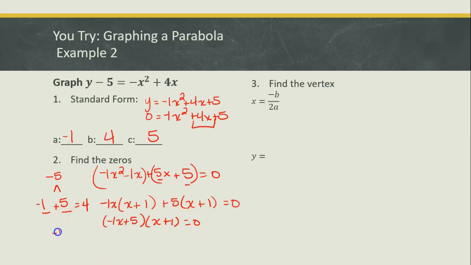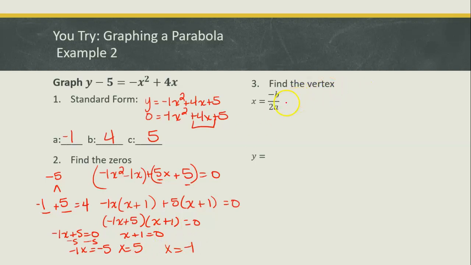And I split those into two pieces. Negative 1x plus 5 equals 0, and x plus 1 equals 0. Minus 5 from both sides gives me negative 1x is equal to negative 5, and so x equals 5. Oops, sorry, x equals 5. Minus 1 from both sides, so x equals negative 1.